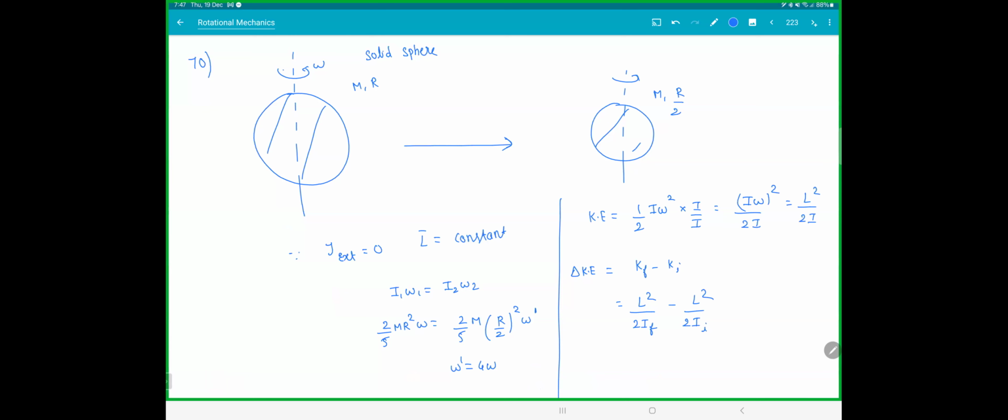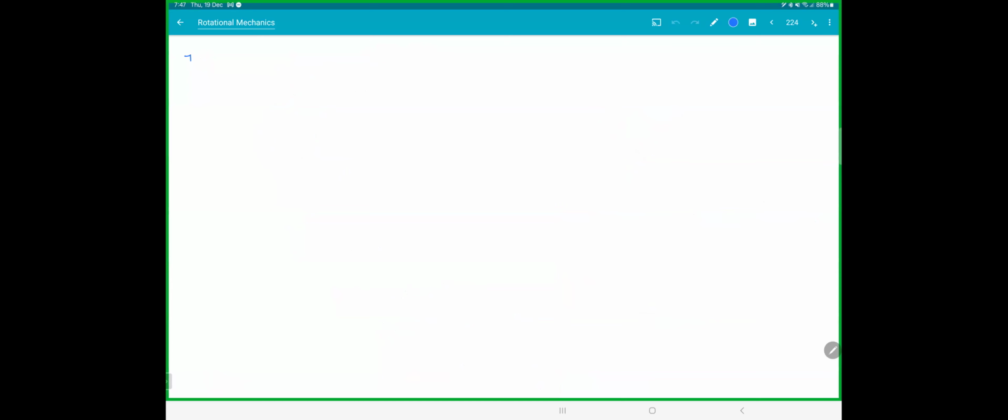Let's see one more. We got a disk here rotating with omega. t is the thickness, mass m, radius r. Then what you did, you took another disk of radius r by 2, same thickness and material.